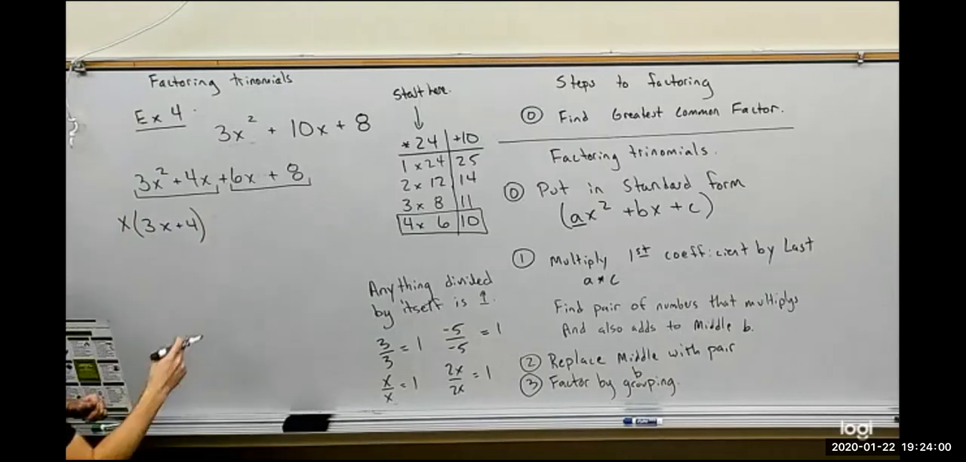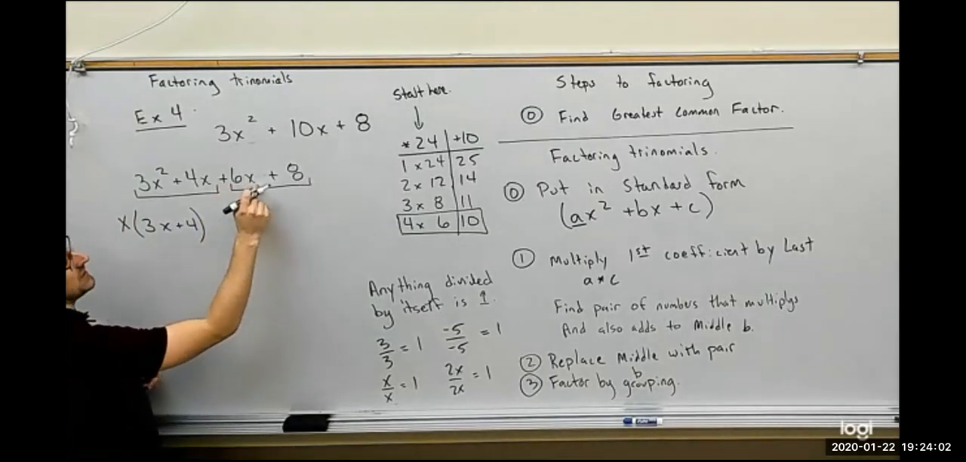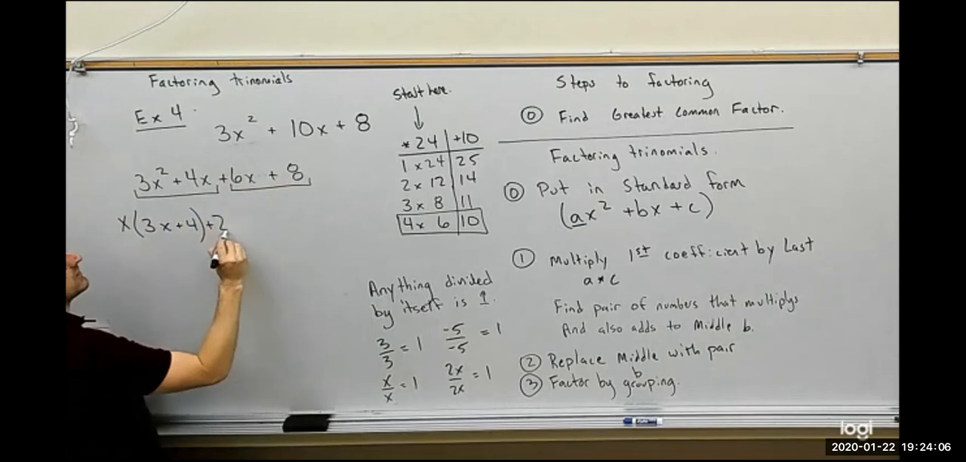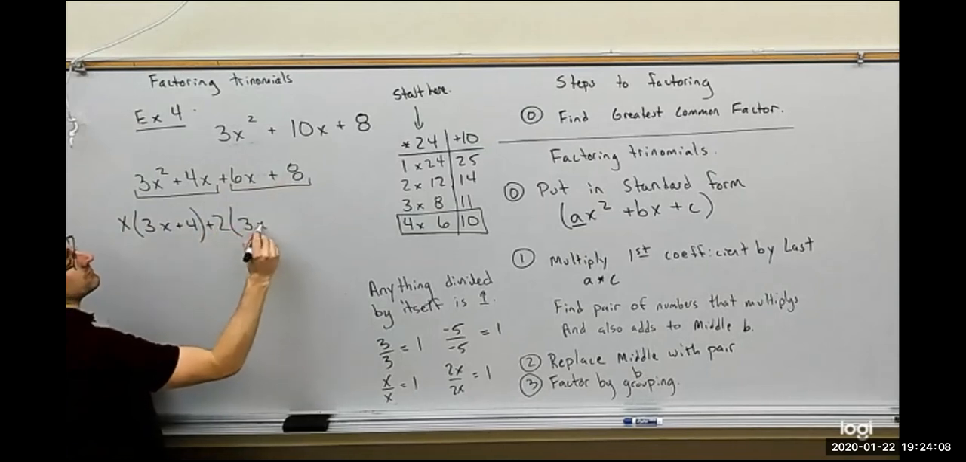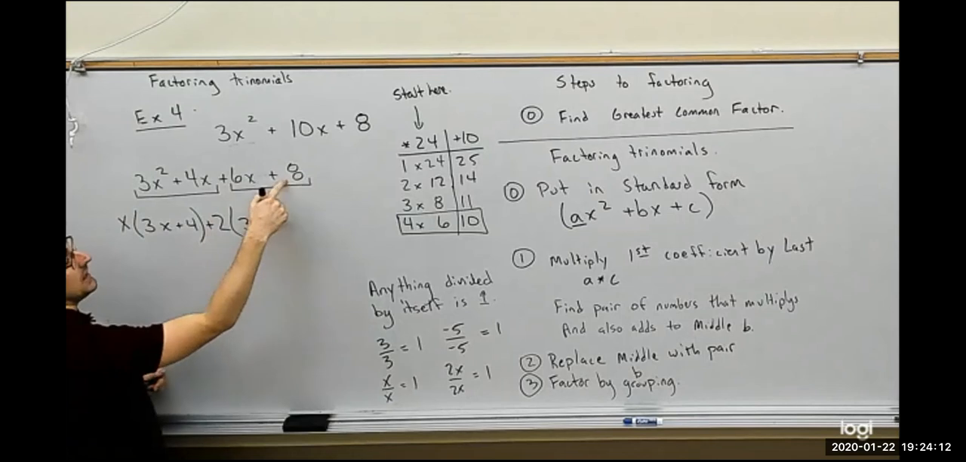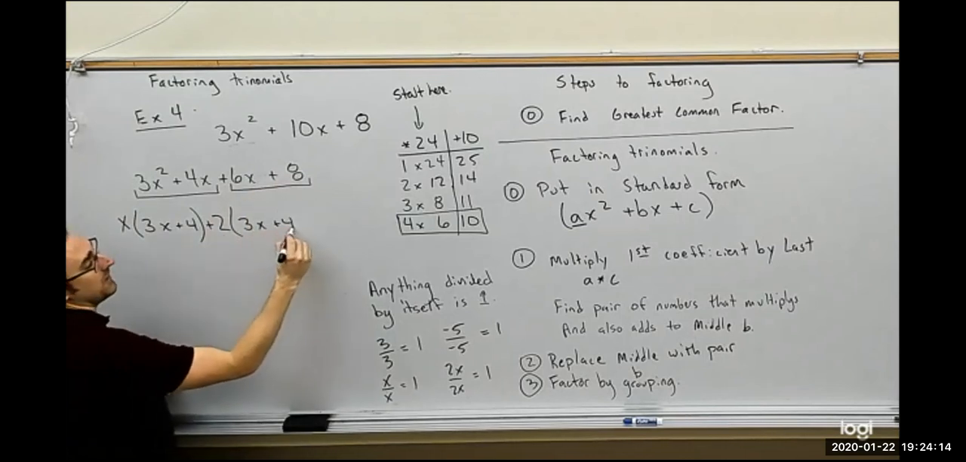Let's see, and 6 is divisible by 2 and 3. 8 is only divisible by 2, so 2 is the only thing that they have in common. So we're left with a 3x, because 6 divided by 2 is 3, 8 divided by 2 is 4.